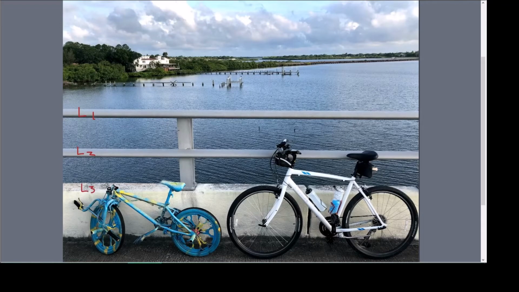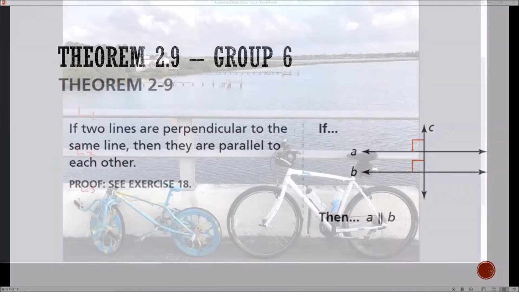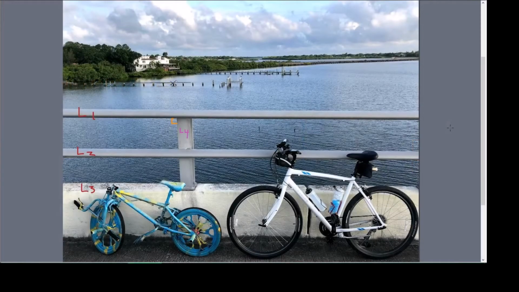Now line 4 is going to be, I don't want to use blue, right here. Now, let's find a color that will stand out. Okay, line 1 is perpendicular to line 4. And as you can see, the diagram that we have here and the picture we're using are starting to look very similar to each other.